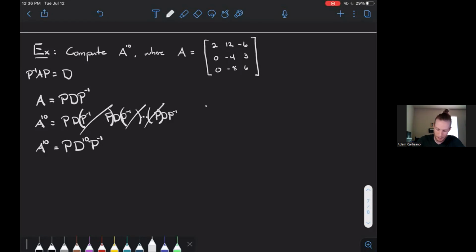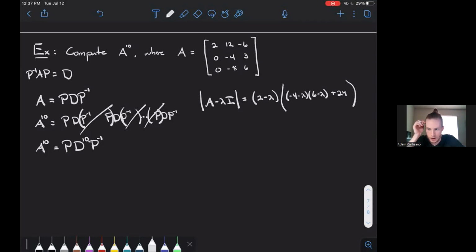Okay, determinant of A minus lambda I. I'm going to skip a lot of steps here and just write (2 minus lambda) times ((-4 minus lambda) times (6 minus lambda) plus 24). How did I do that?